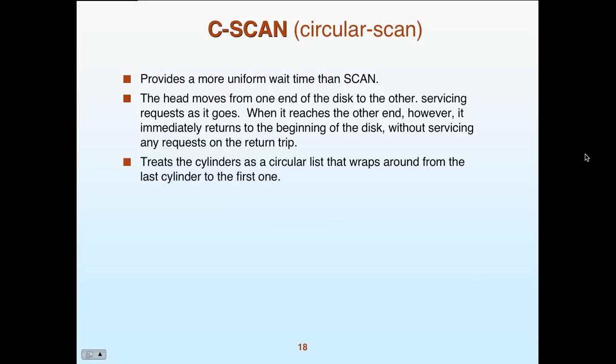The circular scan provides a more uniform wait time than the scan. It's a variation. The head moves from one end of the disk to the other, servicing requests as it goes. When it reaches the other end, however, it immediately returns to the beginning of the disk without servicing any requests on the return trip. So it immediately goes back to the beginning instead of picking up on the other. It only services in one direction instead of both, so it provides a little bit faster access in some cases. It treats the cylinders as a circular list that wraps around from the last cylinder to the first one.